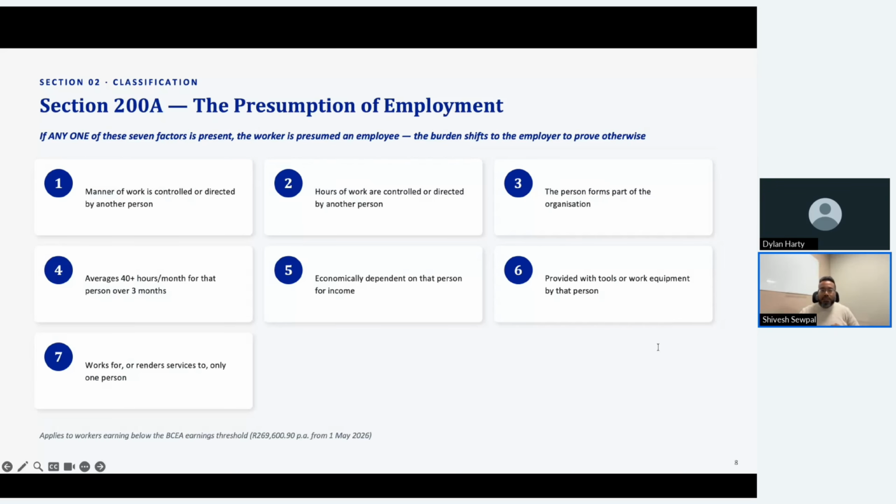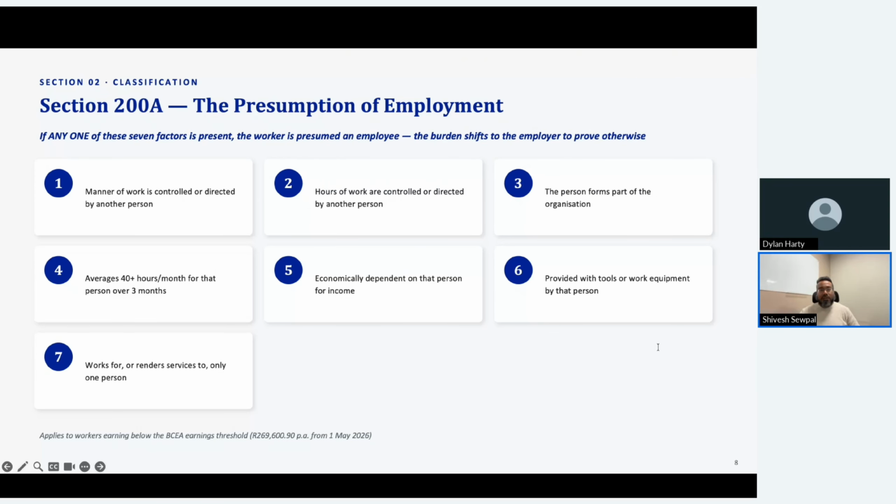This is one of the most important slides in this presentation. Section 200A of the Labor Relations Act creates a presumption of employment for workers who earn below the BCEA earnings threshold. The current threshold as at 1 May 2026 is 269,600 Rand and 90 cents per annum.